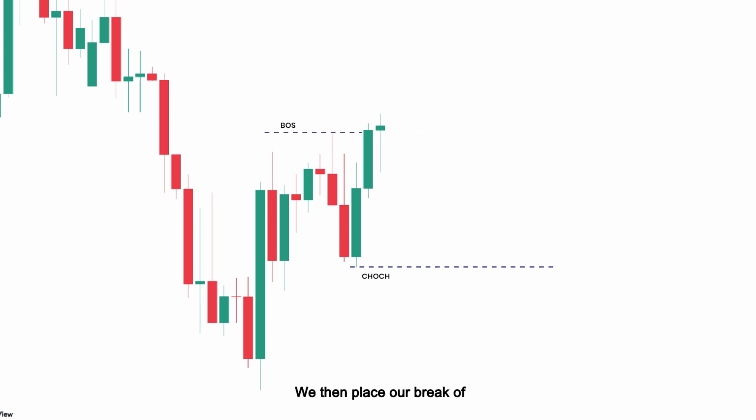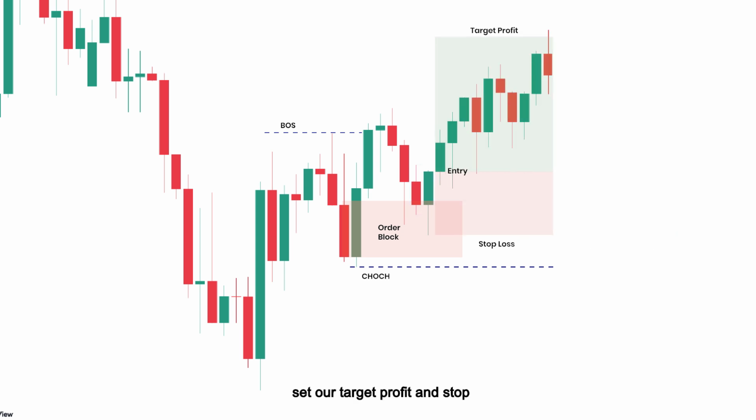We then place our break of structure line, change of character line, and order block. Market gets to our order block and presents us with an engulfing candle. We then enter the market and set our target profit and stop loss.